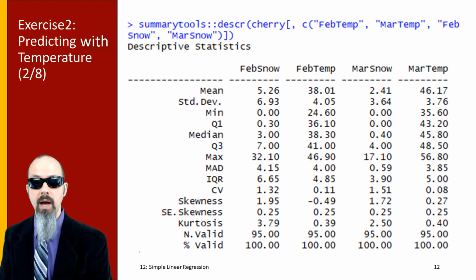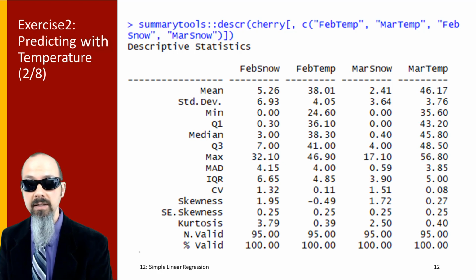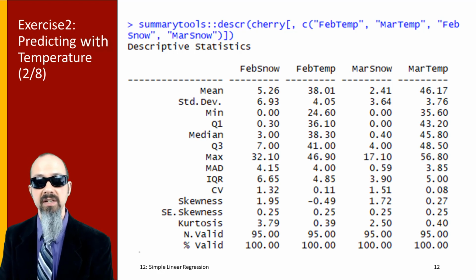When we're looking at our temperatures, the temperatures for February and March range anywhere from about 24.5 degrees Fahrenheit at the minimum to a maximum of almost 47 degrees in February, with a mean of about 38 degrees Fahrenheit. Compare that to March temperatures, where we're looking at about 35.5 degrees Fahrenheit to almost 57 degrees Fahrenheit at most, with an average of about 46 degrees Fahrenheit.